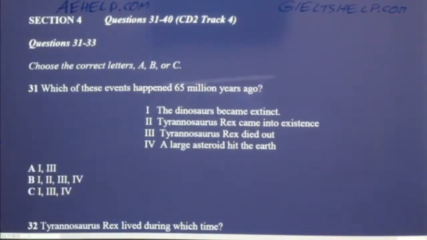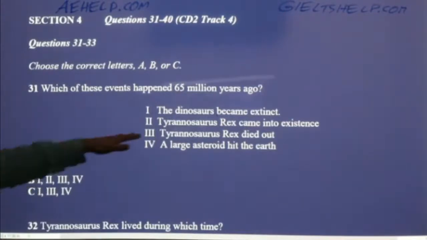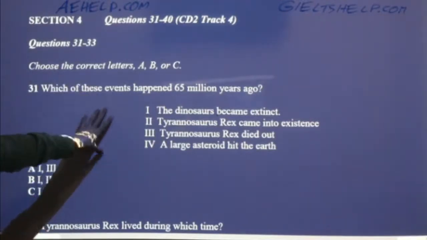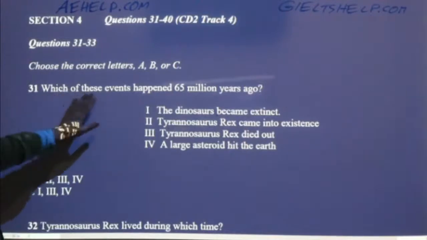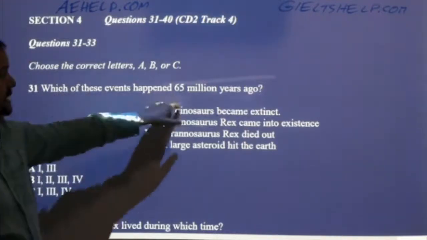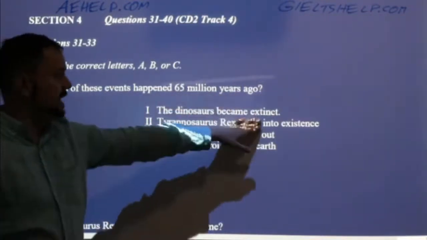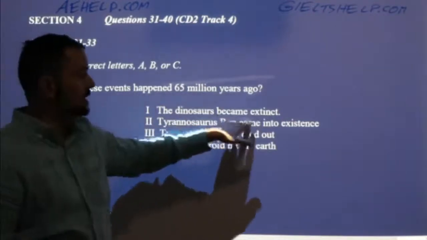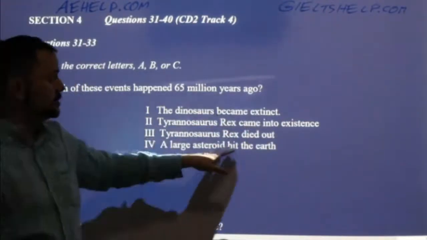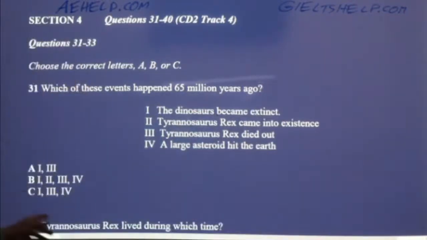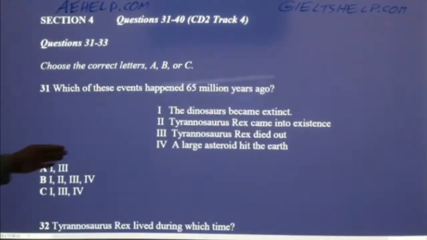Let's do this. So this first one is kind of this interesting matching the information. Again, it's somewhat requiring you to understand multiple parts. So you really have to pay attention here to the 65 million years ago events. Number 1, the dinosaurs became extinct. Number 2, Tyrannosaurus rex came into existence. 3, Tyrannosaurus rex died out. 4, a large asteroid hit the Earth. So is it A, 1 and 3, B, 1, 2, 3, and 4, which means all of them, or is it C, 1, 3, and 4?